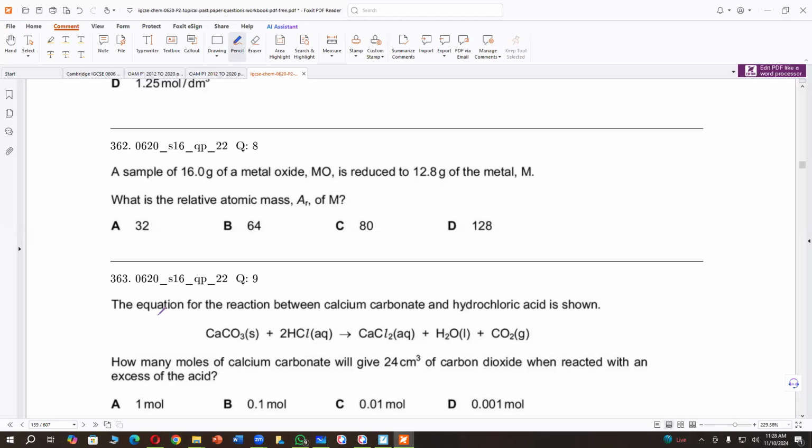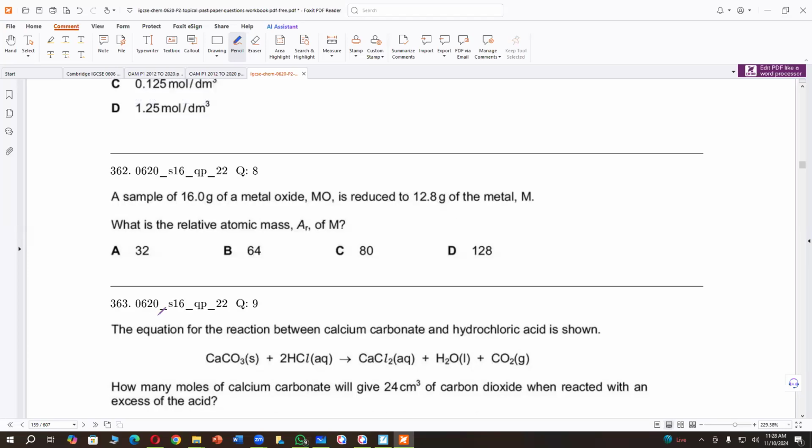How do you do this? Now start this question. You got this question, right? A sample of 16 gram of a metal oxide is reduced to 12.8 gram of the metal. What is the relative atomic mass of M? So we know the metal is 12.8, and MO, the total, is 16. So can you find oxygen? Metal and oxygen together is 16 and alone metal is 12.8. So how much oxygen will be there?